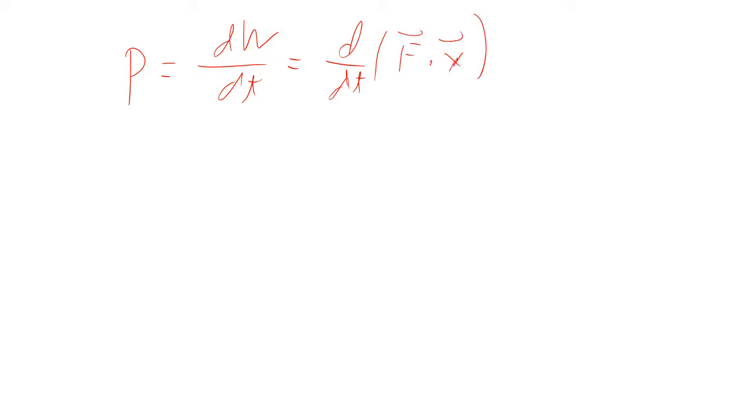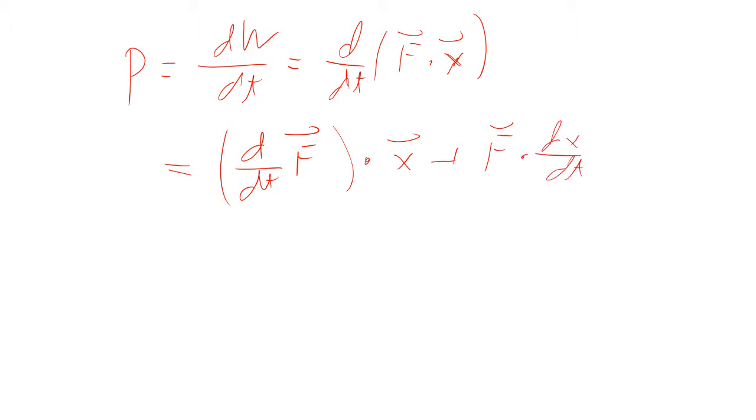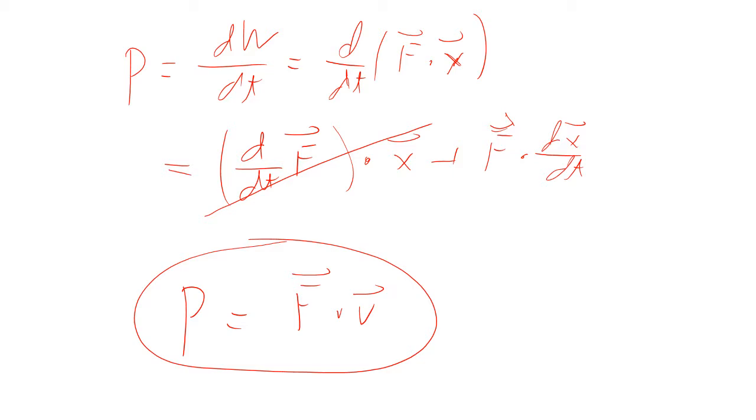Now, you know how derivatives work. That would be the derivative of F dot X, plus F dot dx/dt. Well, if we have constant force, that term is 0, so the power would be F dot V. Okay, so that gives us an example of power for constant force.